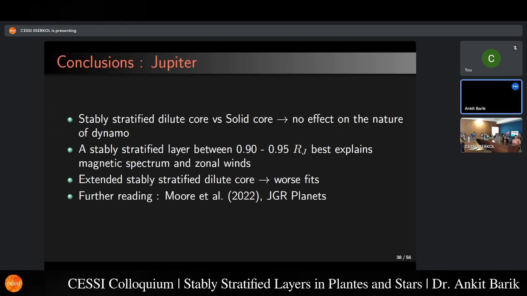So for Jupiter, the stably stratified code was a solid code. It's no different from the dynamo. The stably stratified layer between 90 to 95% of Jupiter's radius best explains the magnetic spectrum as well as zonal winds. And anywhere you try to include an extended stably stratified layer, you get worse winds. If you want to read on this further, you can read the paper, more down, but on JG reference.